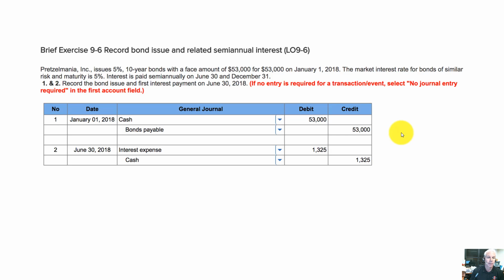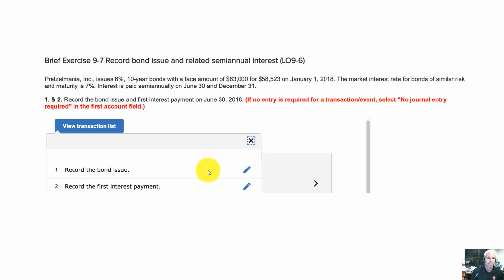What is the interest payment going to be? 53 times 5% times 6/12, right? Or 13.25. So debit the interest expense, credit cash. So record the bond issue and the related semi-annual interest.